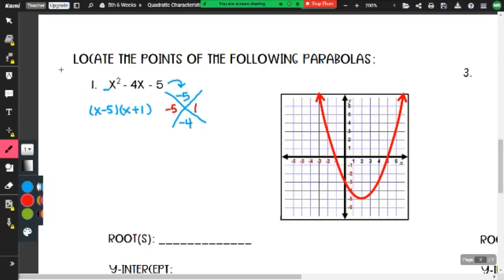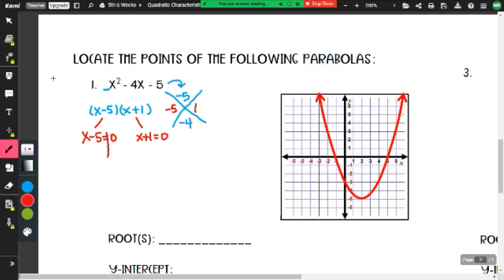Now, another thing that we're going to add in a couple of weeks, I'm just going to use this to show you where these numbers are coming from. The next step will be to set these equal to 0. So x minus 5 equals 0. Split this one up, x plus 1 equals 0, and solve for x.